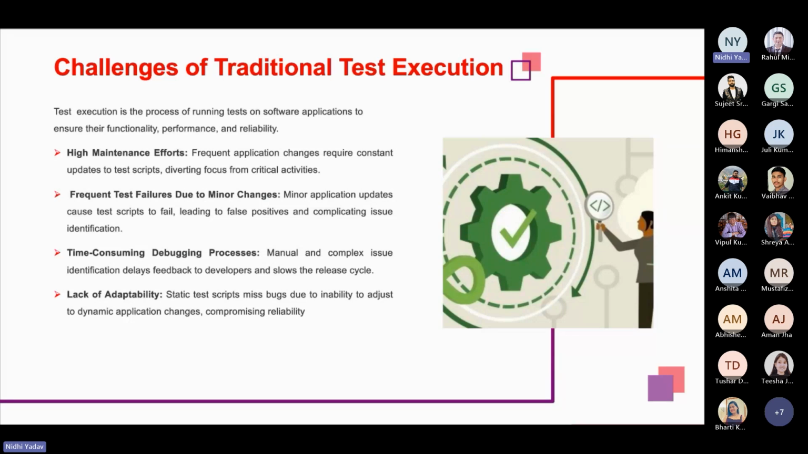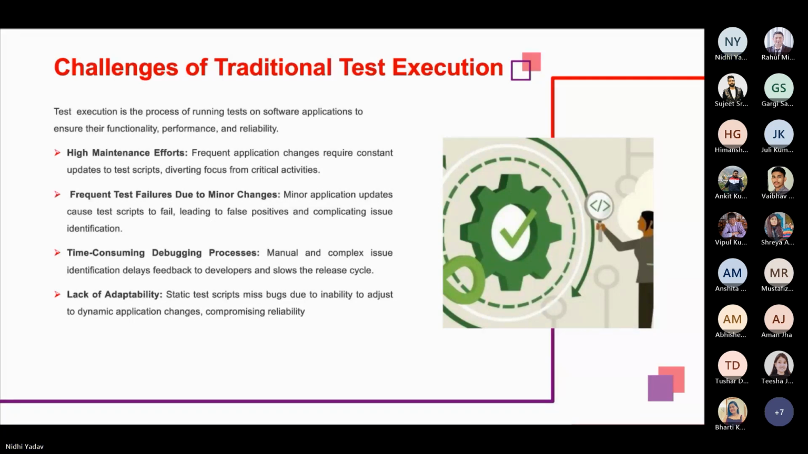Third is time-consuming debugging processes. Test execution, as we know, is a very manual and complex, and also at the same time time-consuming process. So QA teams basically spend a significant amount of time analyzing the logs and reviewing the code, and all this process is very time-consuming, which might delay the providing of the feedback to the developers.